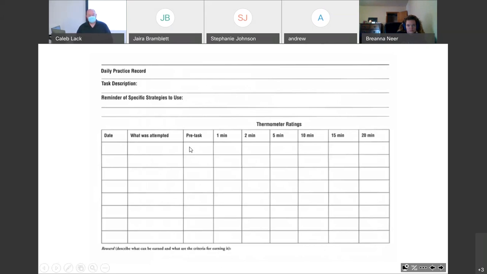So you assign exposure tasks that are very similar to what you do in the session at home. And you have them keep track and report. All right, what did we do? How anxious were you beforehand? About 1 minute, 2 minutes, 3 minutes, etc.